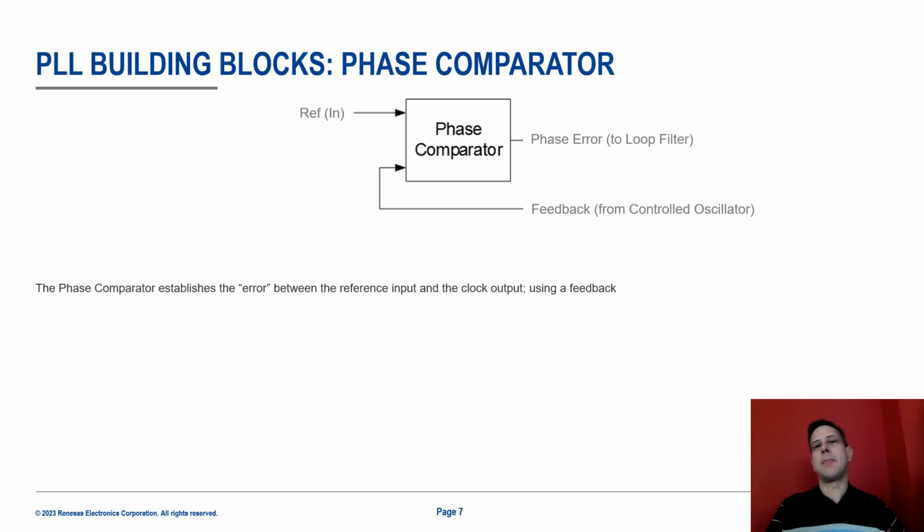Let's now look at some of the building blocks that make up a phase lock loop, starting with the phase comparator. The phase comparator measures the phase difference between the input reference and the feedback, which is coming from the output.